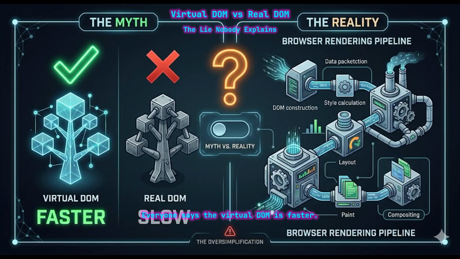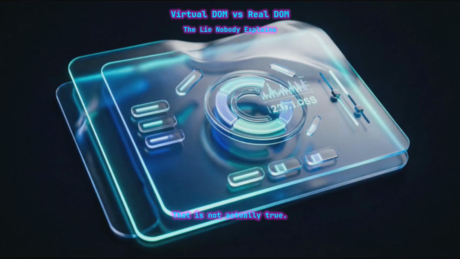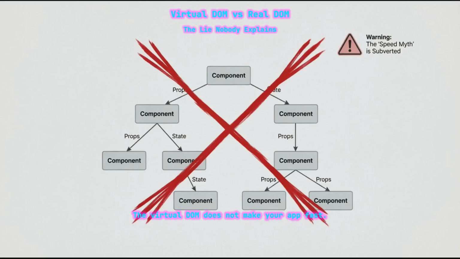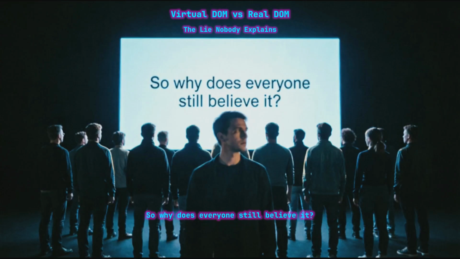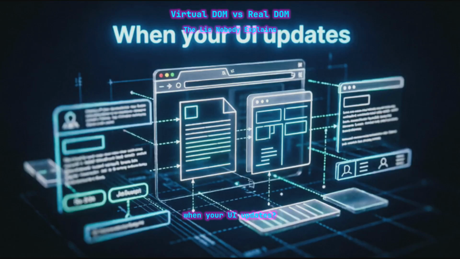Everyone says the virtual DOM is faster, that it is the reason modern apps feel smooth. But here is the problem. That is not actually true. The virtual DOM does not make your app fast. In a lot of cases, it actually makes it slower. So why does everyone still believe it? And what is really happening inside the browser when your UI updates?